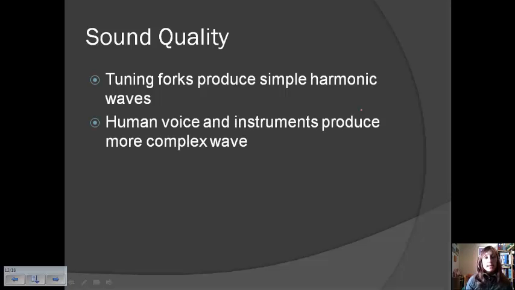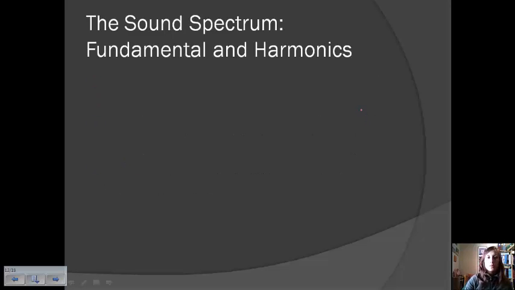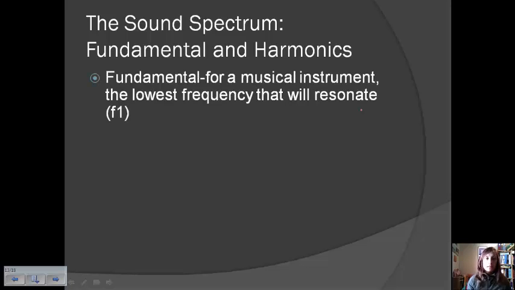The human voice and instruments, though, produce a much more complex wave. And so the timbre, or the tone color, is this difference between the two types of waves, the difference between a simple harmonic and a complex. Okay, so let's look at these harmonics and some fundamentals of those things.